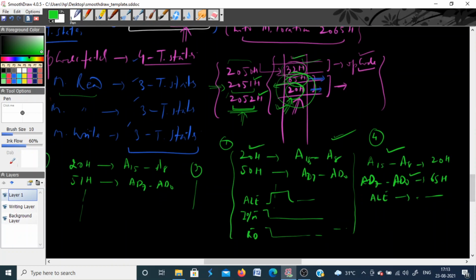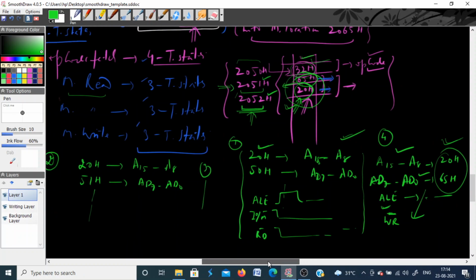And in the next cycle, it will generate a write signal. So the data in the accumulator is placed on the data bus. When the write signal gets activated, the data from the accumulator will go to the memory location identified by this address. This is how it is executed.